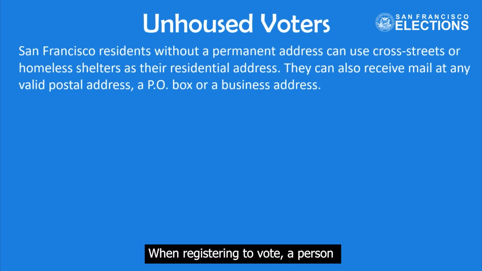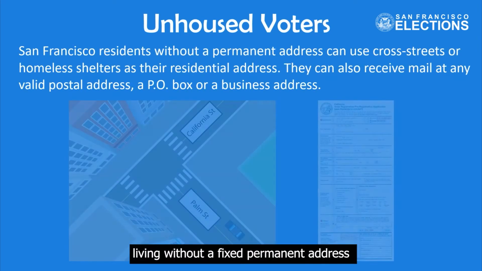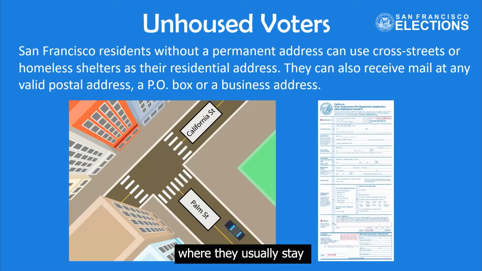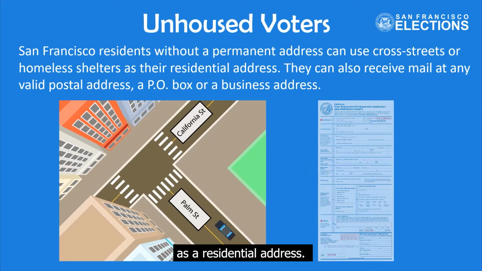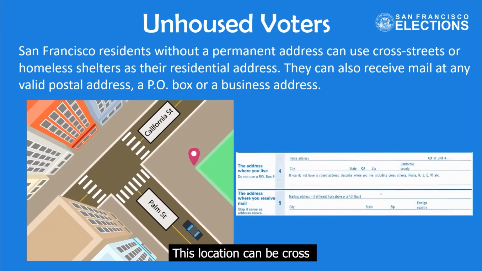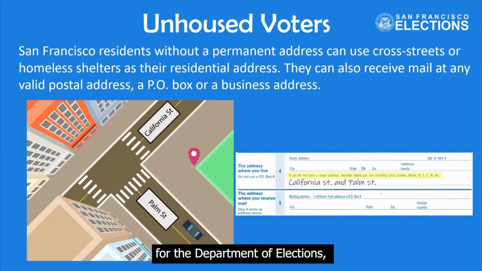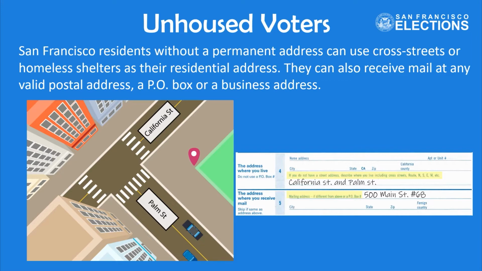When registering to vote, a person living without a fixed permanent address can provide a location where they usually stay as their residential address. This location can be cross streets or a homeless shelter. A person can also provide a mailing address where the Department of Elections will send all official election materials. A mailing address can be any valid postal address, including a post office box or a business address.